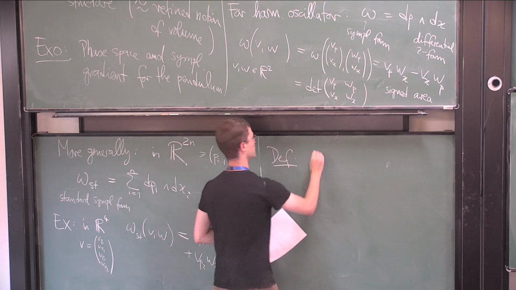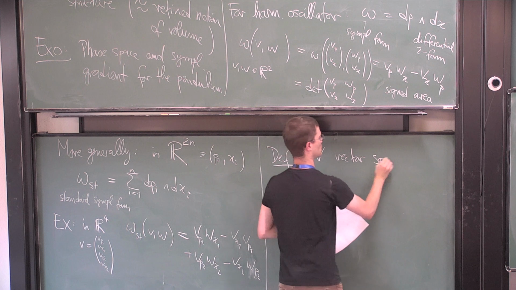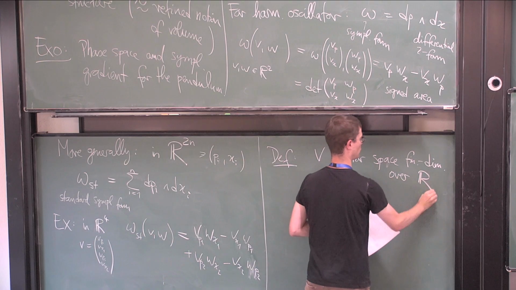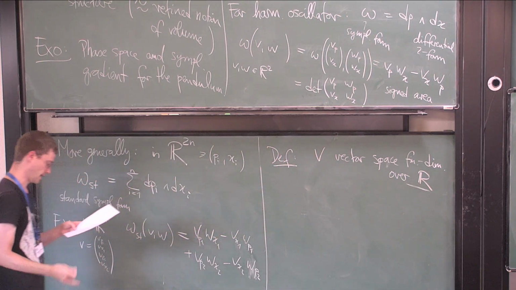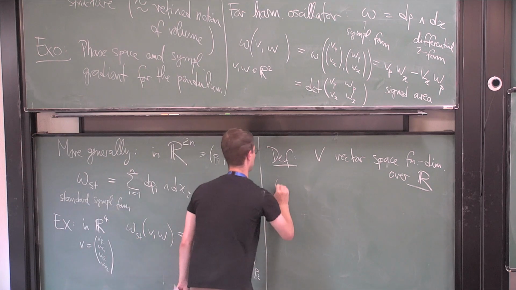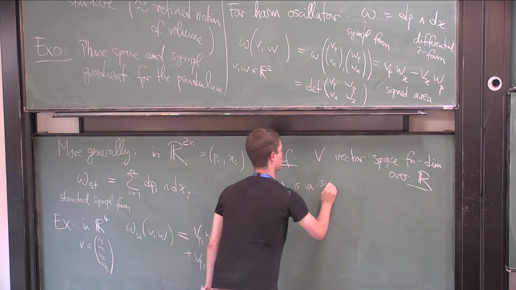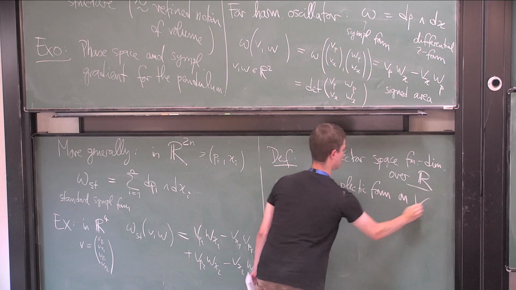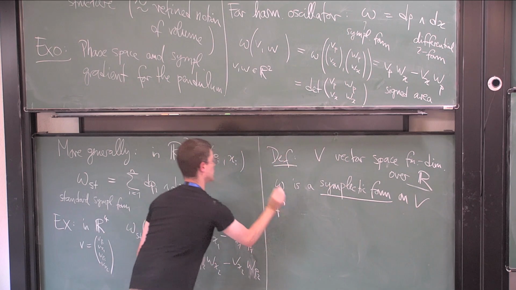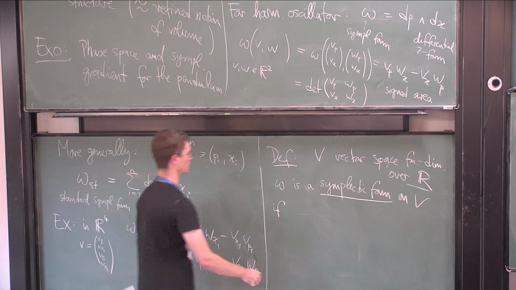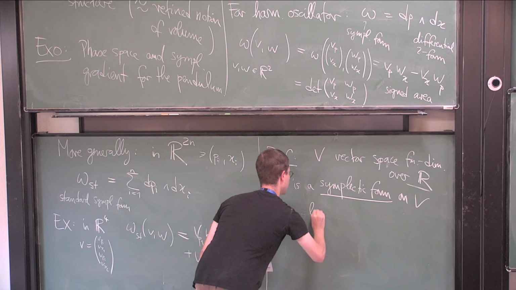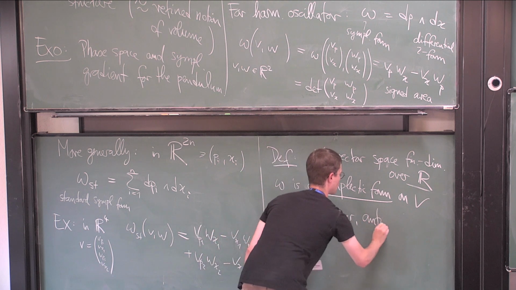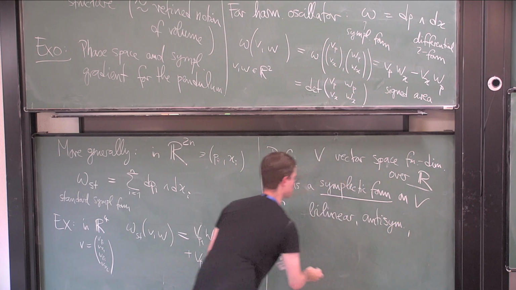So what's the general definition? Let's take a finite-dimensional vector space V over R, and it's important that it's over R. Omega is a symplectic form on V if it has three properties: it has to be bilinear, it has to be antisymmetric, and it has to be non-degenerate.